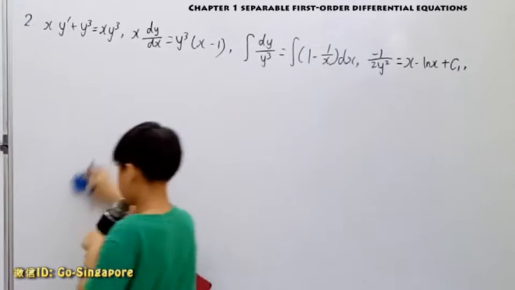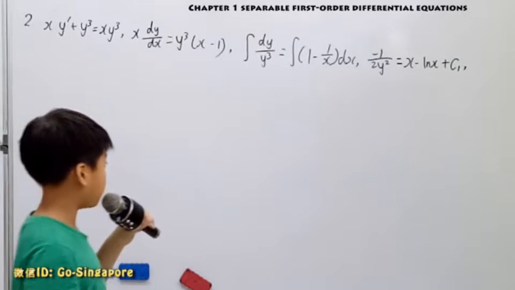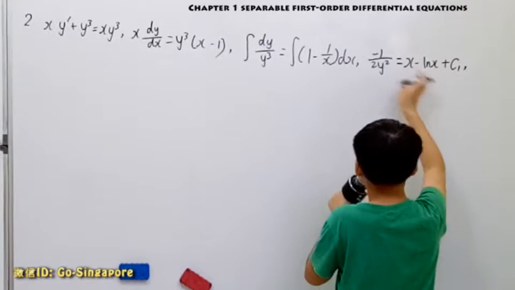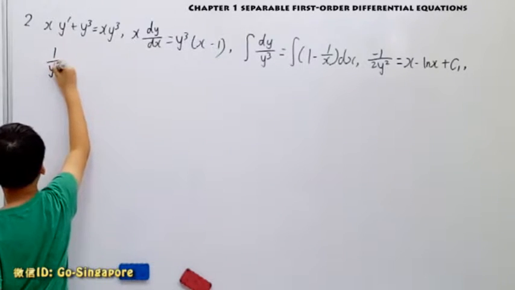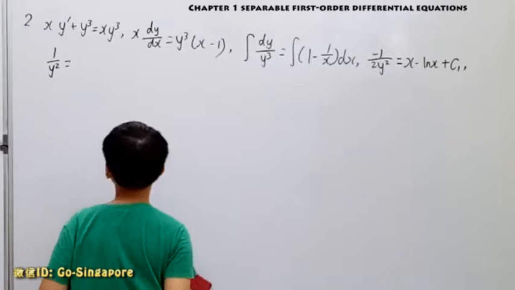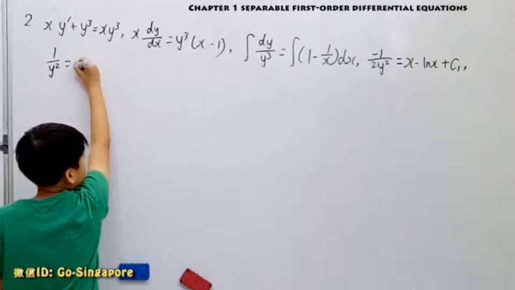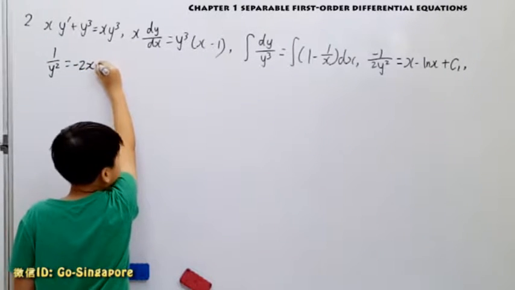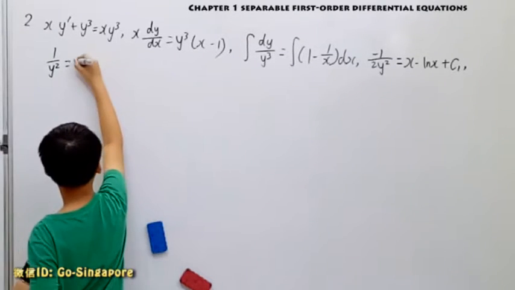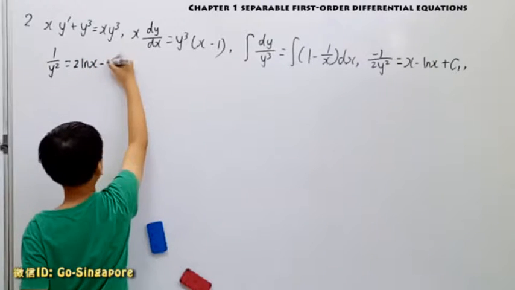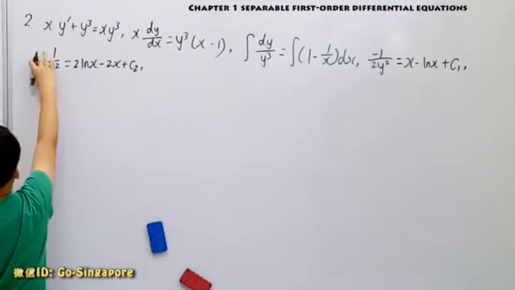And what we have can be like this. So is that right so far? Then we can times 2 on both sides, times a negative on both sides. Well, remember we put a positive in front. Both sides of this reciprocal.